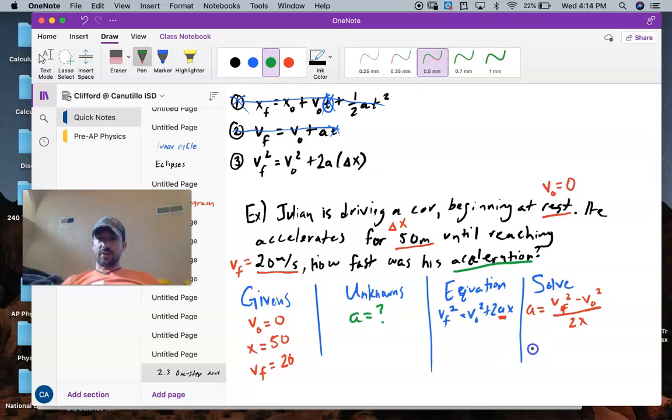So let's do that. So my acceleration is going to be VF, which is 20 squared, minus my initial velocity, which was 0 squared, divided by 2 times my change in position, which was 50. Okay, so that's going to be 400 divided by 100. And that's going to tell me my answer of 4. And make sure you put your units. Acceleration is meters per second squared. 4 meters per second squared, and that is how you do these problems.